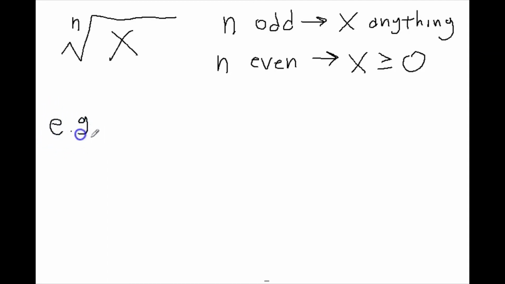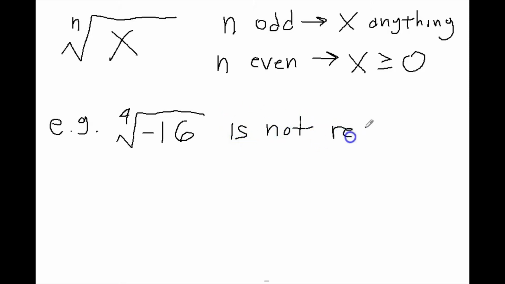Okay, so for instance, consider this. I want the fourth root of negative 16. So what can you tell me about the radicand? The radicand is negative. Uh-oh. And the index is even. If the index is even and the radicand is negative, then I'm in trouble. So this is not real. You may have learned about this in Math 45.